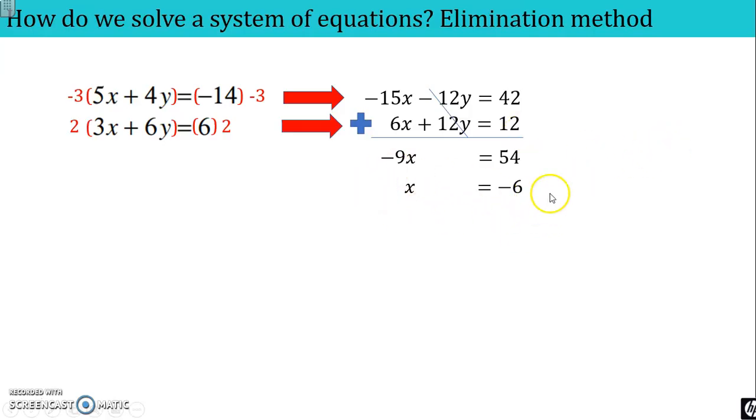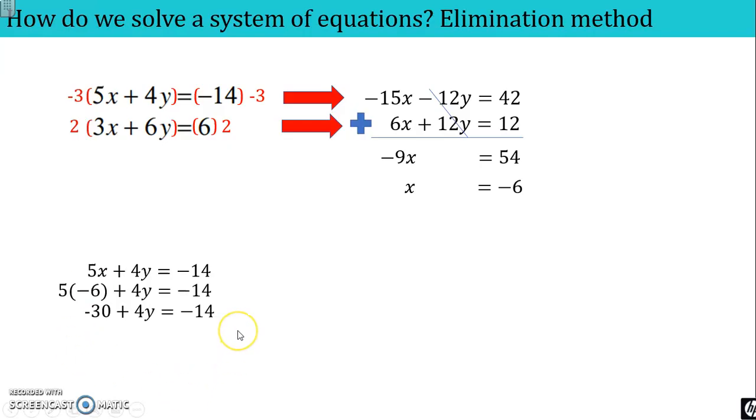I'm going to take this variable that I now know, and I'm going to plug it in. I can either plug it into this original equation, or either of the equations after I manipulated them. It really doesn't matter. For this problem, I decided to take this equation. But now that we know what one of the variables is, we know what x is, we can plug that in. So I plugged in -6 for x.